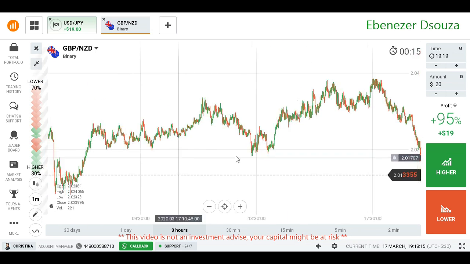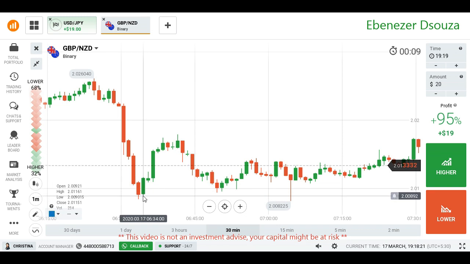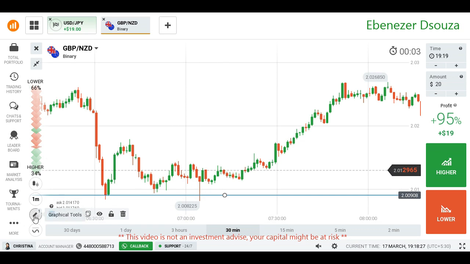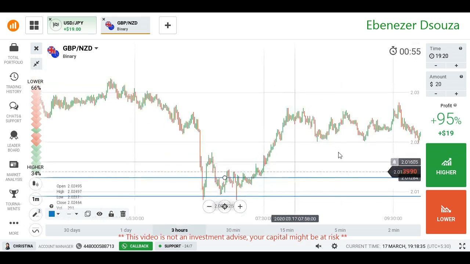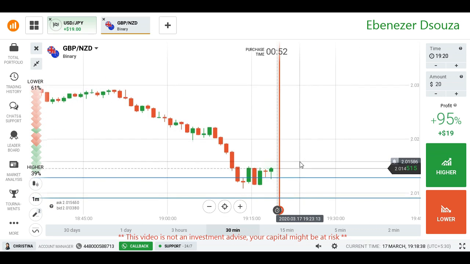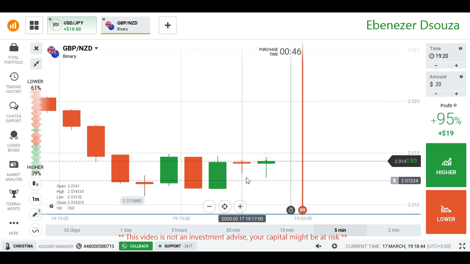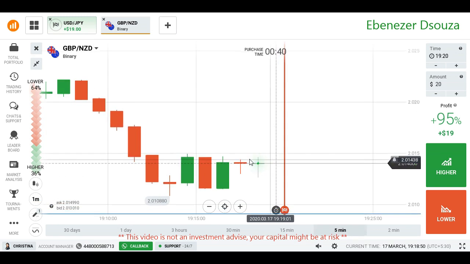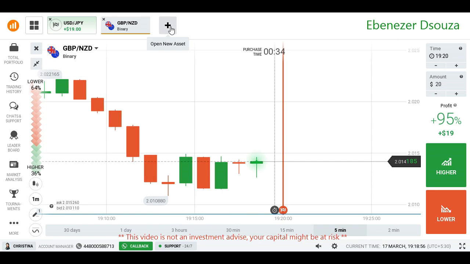So let me draw a level here. Okay, there is a level, an extreme level. The market is here, means we need a level near to this market. So there is no proper level. Okay, the next level is here. Here also there is a level, but we can't trust this level. So the market is not good in this place. We are seeing a consolidation area. It's better to avoid. Okay, I will place my trade on the next candle.